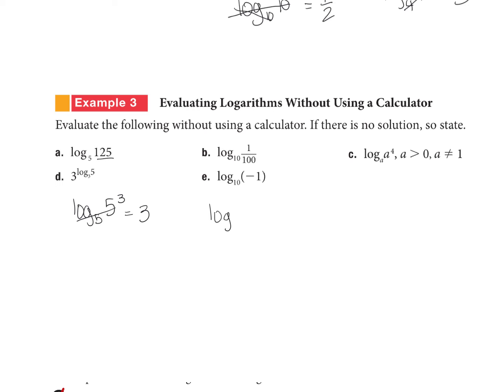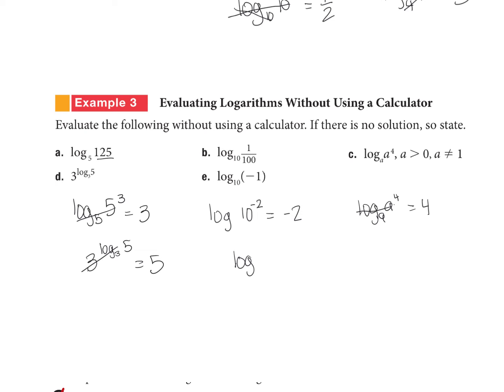This common log is 10 to the negative 2. So that's going to equal negative 2. Log base a of a to the fourth. What do I have to raise a to, to get a to the fourth? I have to raise it to the fourth. They cancel out. All right, log base 3 of 3 to the 5. Cancel out.